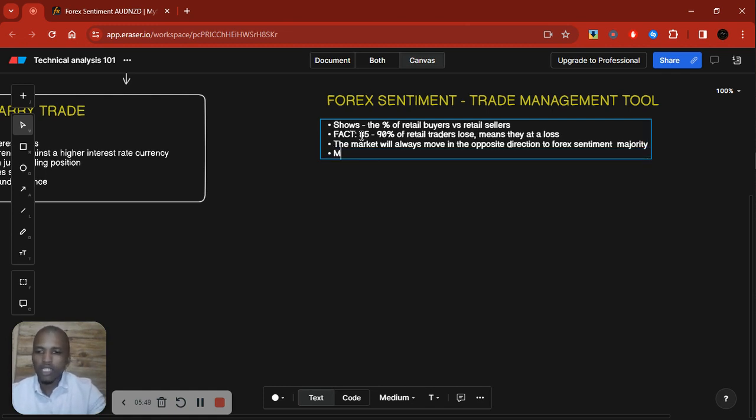So essentially, this means that if the majority is buying, then prices go lower. And vice versa. Which means that if the majority is now selling based on the Forex sentiment, then price should go higher. By price, I mean the market. We expect the market direction to push higher if the majority is selling, right?